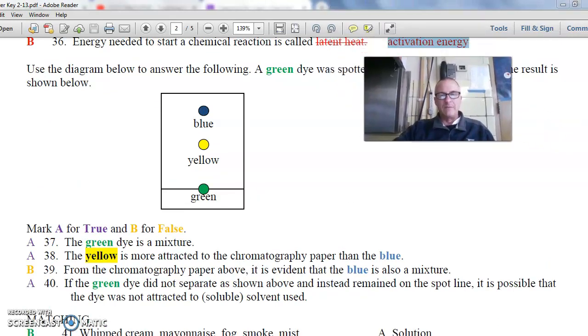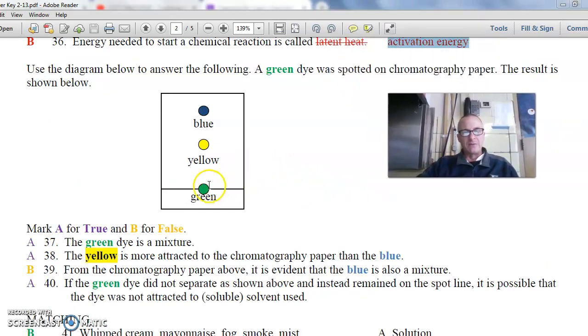On the next one, we're looking at chromatography. They spotted a green color. That was a mixture on this line. How do I know it's a mixture? Because I see the green here and it's separated into yellow and blue. So this chromatography paper was put in a solvent. The solvent moved up the paper. The green color was pulled apart into a yellow pigment and blue pigment, which made up that green.